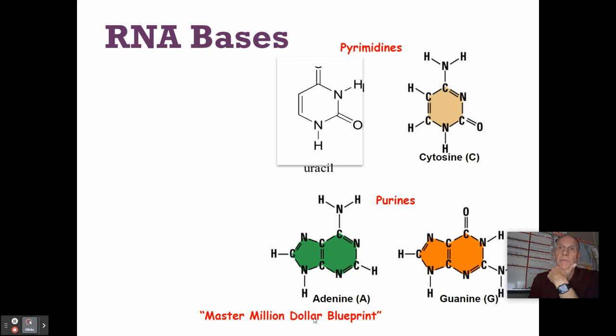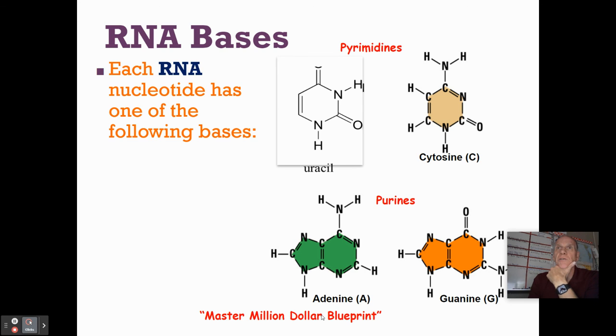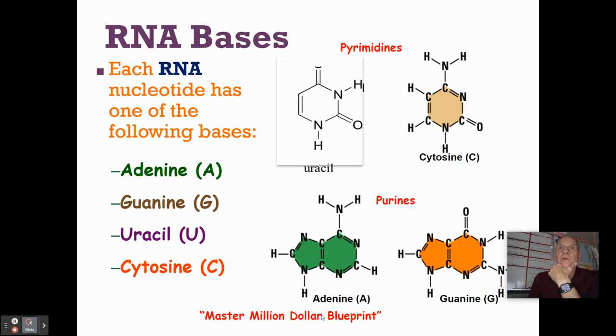Okay, so this is not the $1 million blueprint. This is the cheap 10-cent copy. I just have to fix that mistake in that slide right there. And those are the following bases. In RNA, U pairs with A and C pairs with G. And that's it, guys. That's a lot, but there it is.